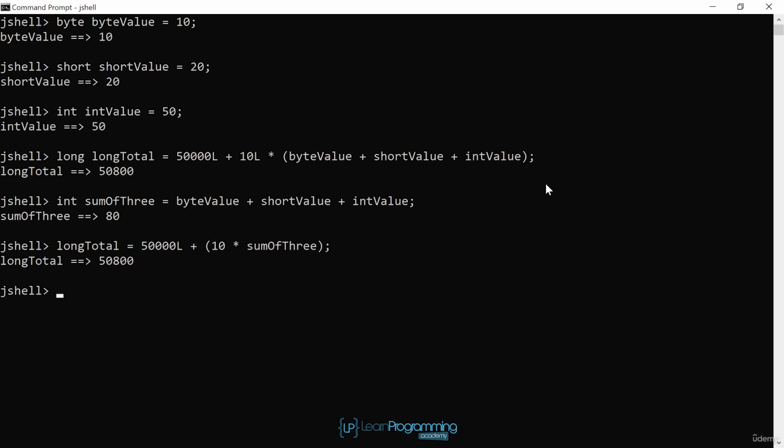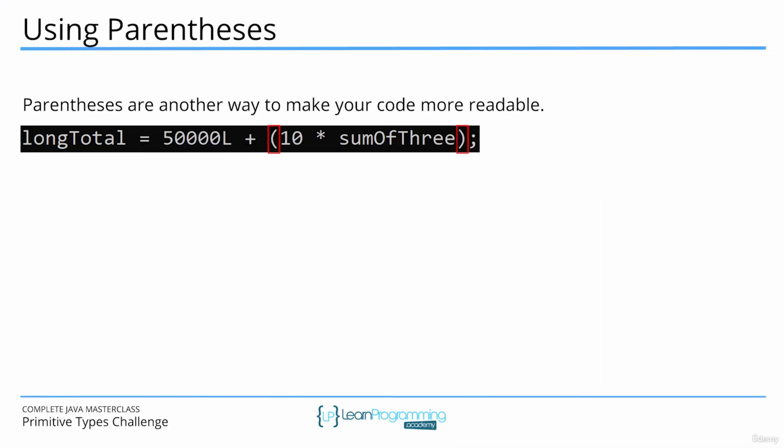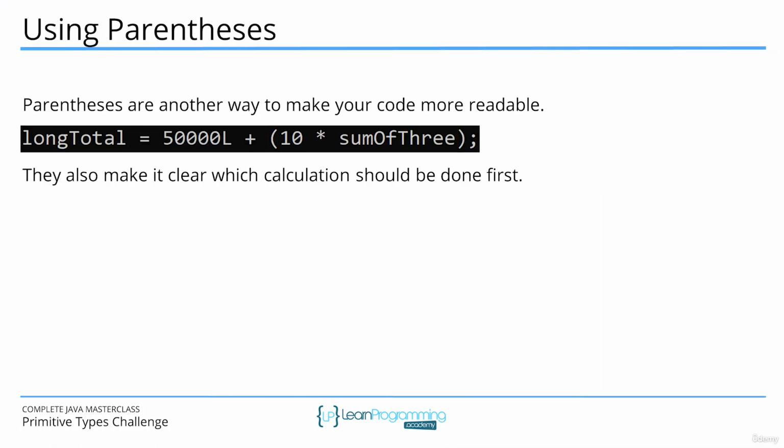In the last statement, I added a set of parentheses around part of the equation. Parentheses are another way to make your code more readable. They also make it clear which calculation should be done first. In this case, it's a bit more obvious we are multiplying the sum of the other 3 variables by 10 before adding it to the 50,000. I also did not include the L suffix in the numeric literal 10 in this example. Remember that L is optional if the value is less than the integer maximum value. You can include it as a way of creating self-documenting code for future readers, but it works just the same without it in this instance.